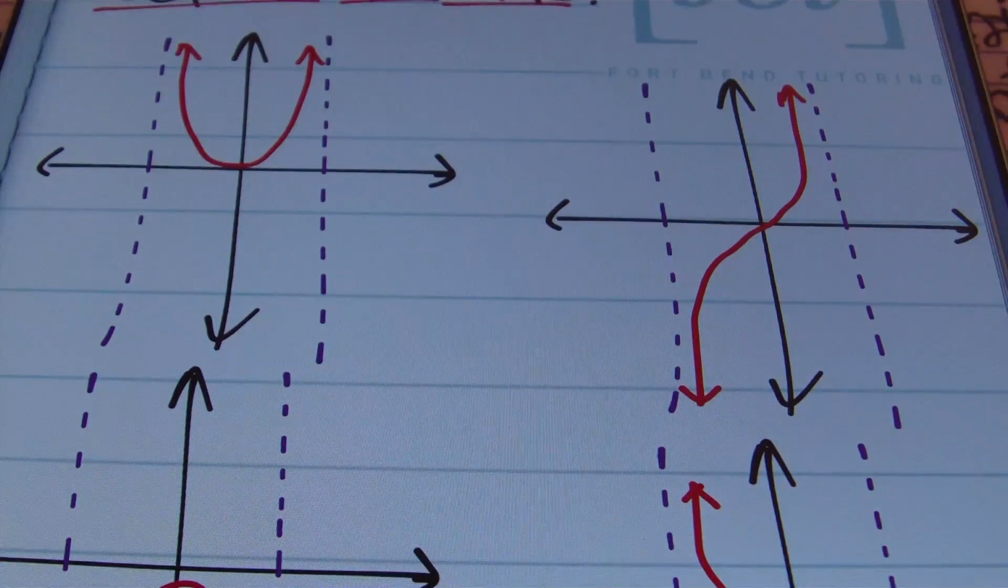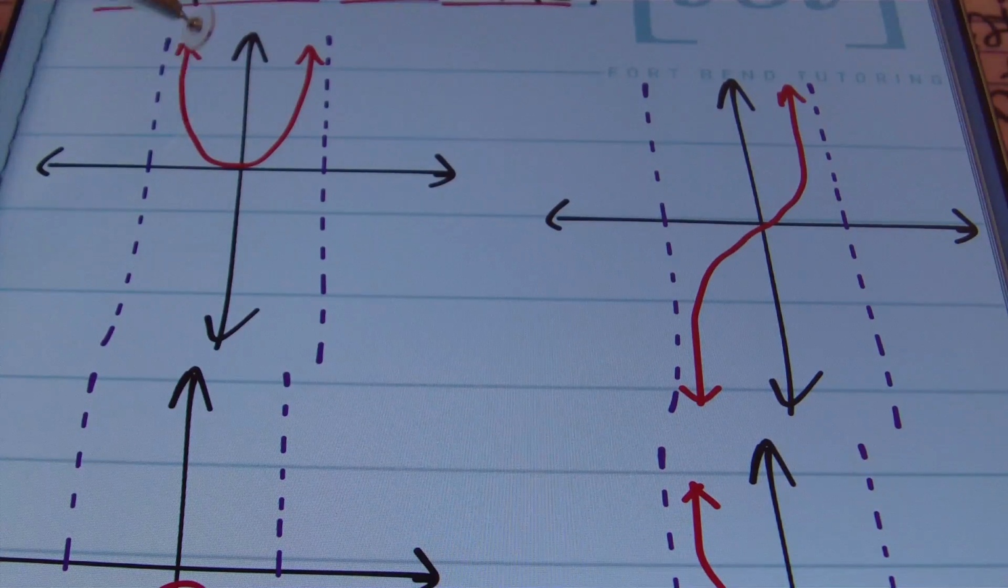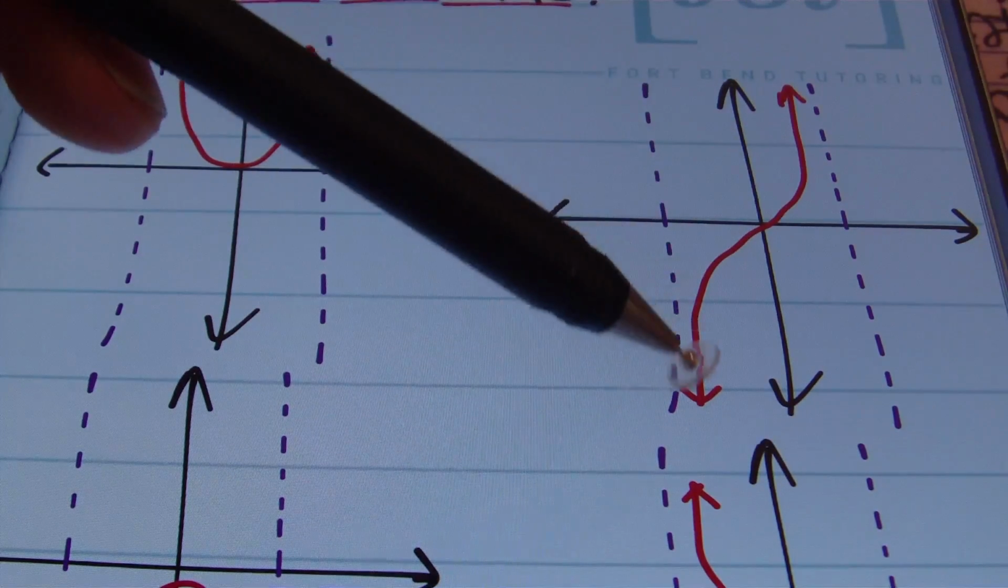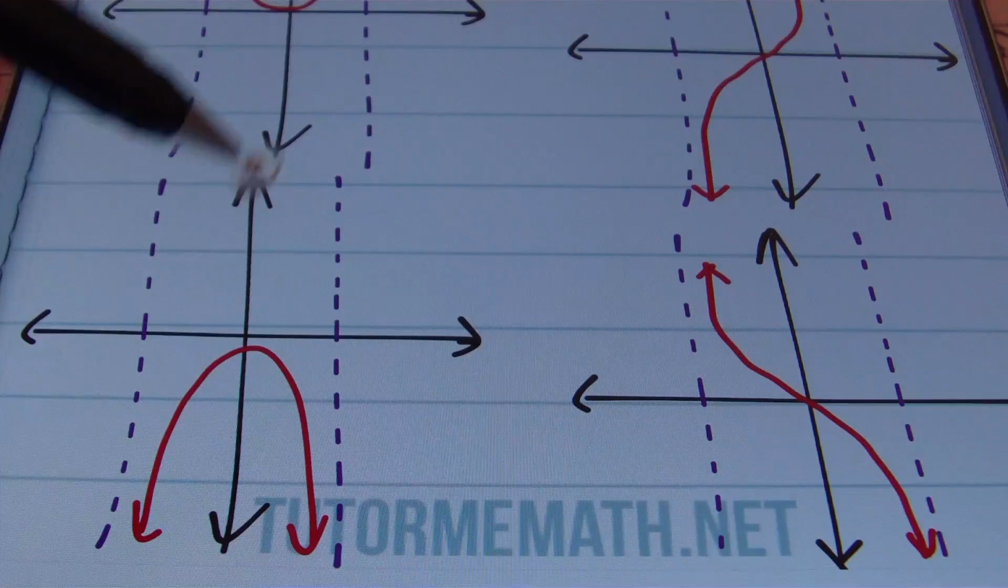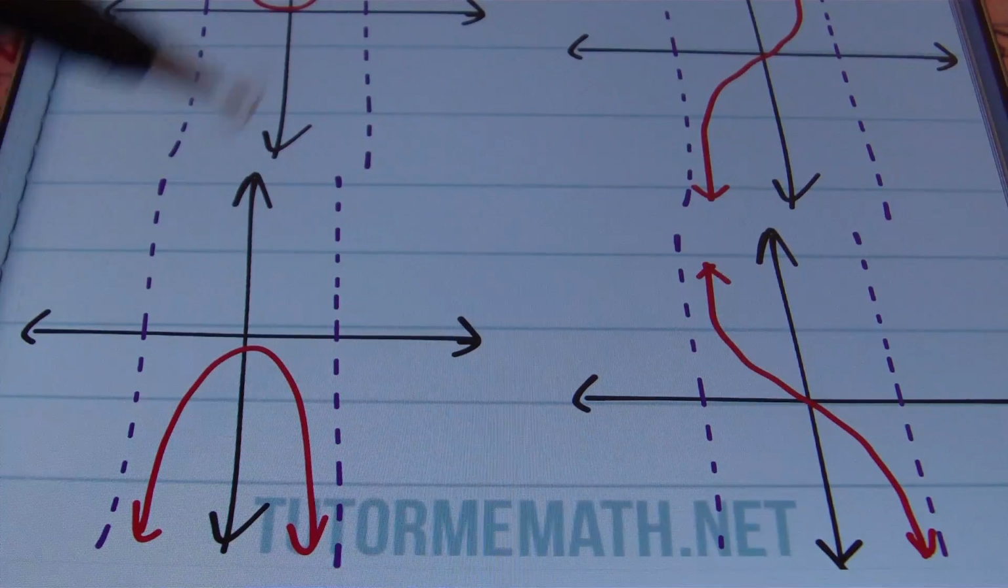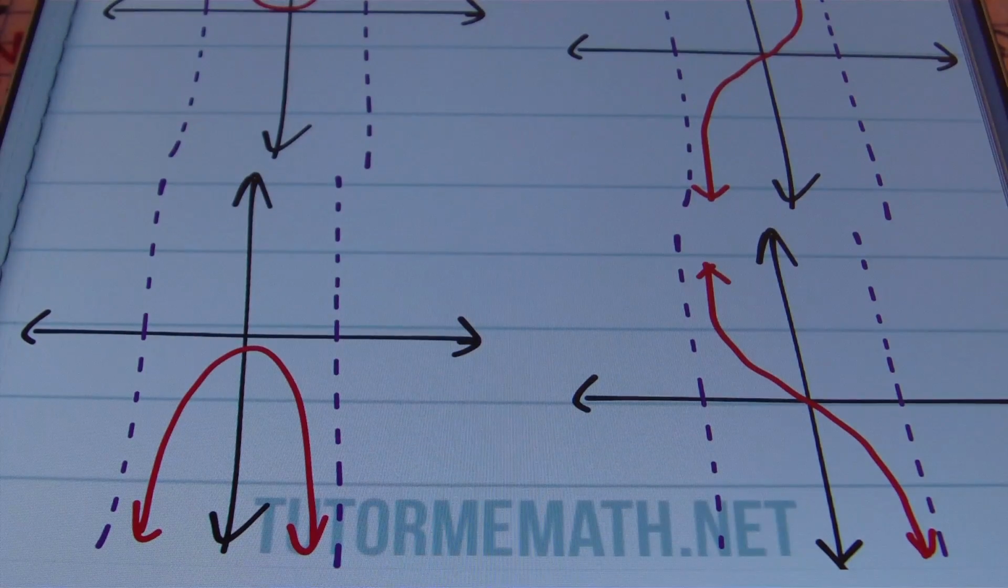Here I'm showing that you can still end up with an x-intercept because it ends up with a parabola shape between the vertical asymptotes. This graph also shows how you can still have an x-intercept here. So you should be aware that you can still have x-intercepts and y-intercepts between the vertical asymptotes even if the rest of the function avoids it. All right, so keep that in mind. All right, let's continue.